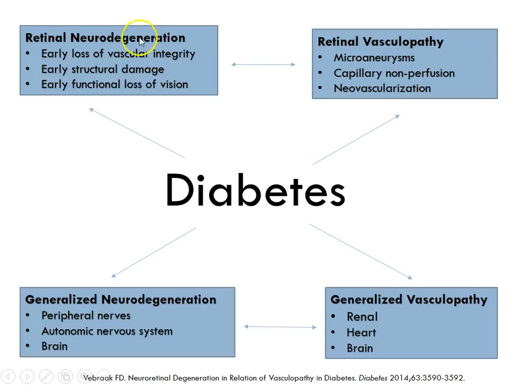But it's also this retinal neurodegeneration, and you see, of course, it does all kinds of other stuff to the body. You get this generalized neurodegeneration where all the nerves get messed up. We get that peripheral neuropathy, the tingling in the extremities. You get all sorts of damage in the autonomic nervous system and the brain. And of course, you have vascular damage other than just in the eye. You can have vascular damage in the kidneys, in the heart, in the brain, and practically anywhere else.